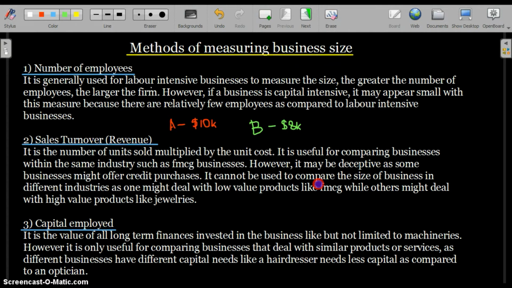It will also be deceptive if some businesses offer credit purchases. So let's say, even if they are in the same industry, this business offers credit purchase to customers, and there is around, let's say, $4,000 due from some customers.